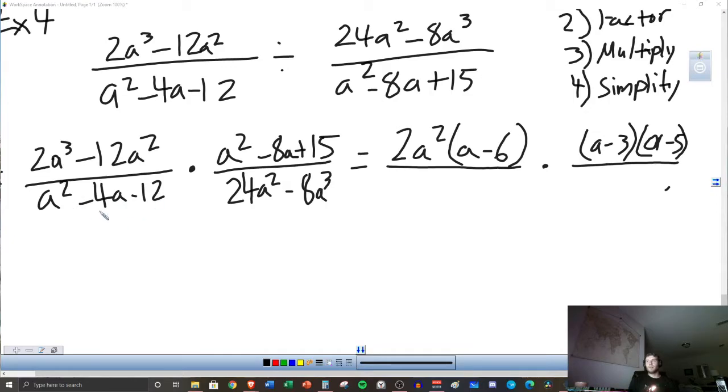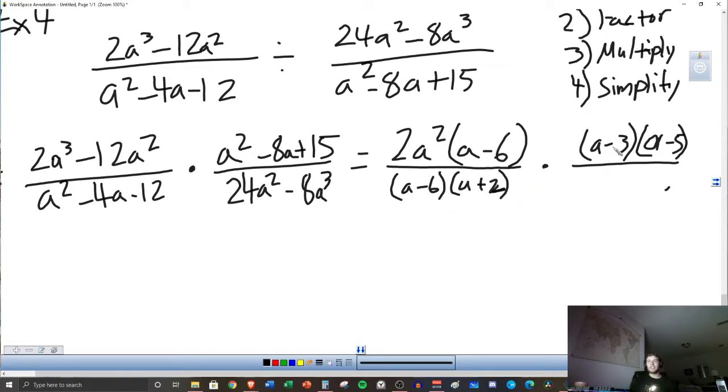Then we're going to do the bottom. Is there a GCF on this denominator? No, it's just another quadratic. So we're going to have multiplies to get negative 12, adds to get negative 4. So that should be 2 and 6. The 6 is going to be negative. So it's a minus 6, a minus 2, or plus 2.